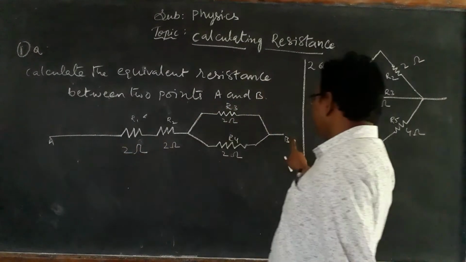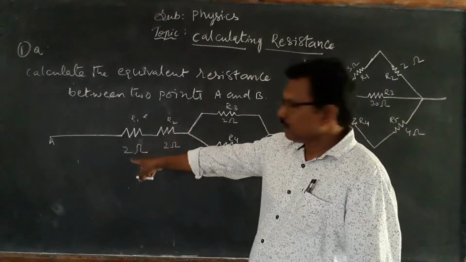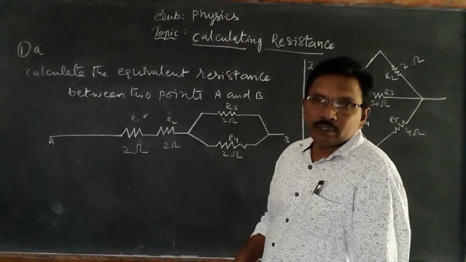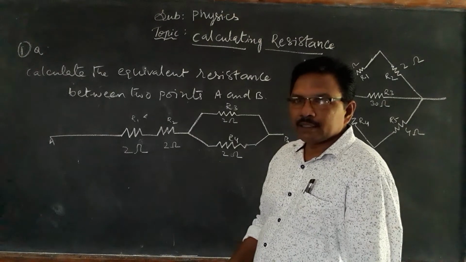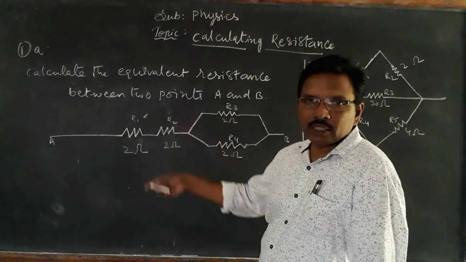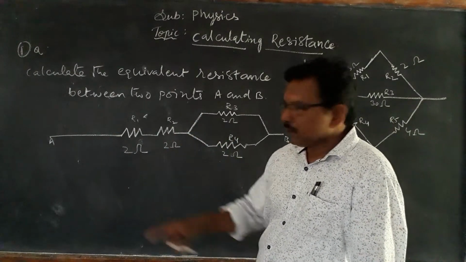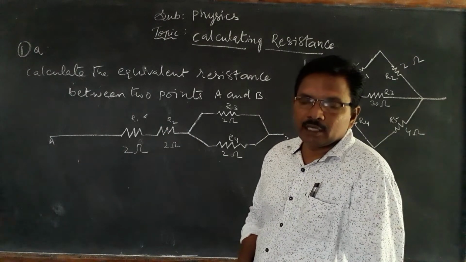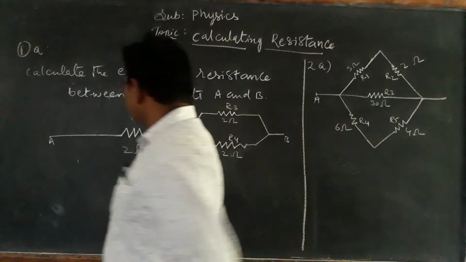Here A, B. Between A and B, different resistances are given. 1, 2, 3, 4. Then how to calculate the total resistance of the circuit? Throughout the circuit, what is the total resistance between A and B? That is called equivalent resistance. So, equivalent resistance, how to find out?